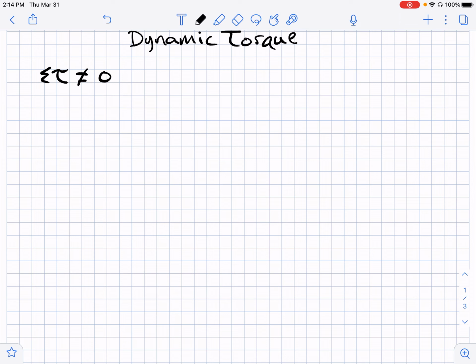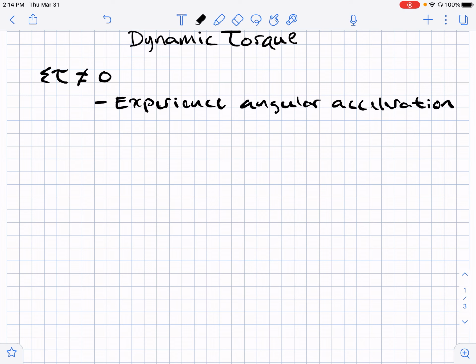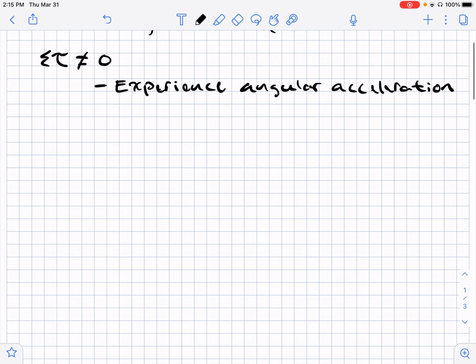In these cases, when we do have some kind of net torque, that object will start to experience an angular acceleration. This is just like in our forces unit: whenever we had a net force of zero, there was no acceleration, and once we did have a net force, we started having an acceleration. That's when we introduced Newton's second law, where the acceleration of the object equals the net force divided by the mass.